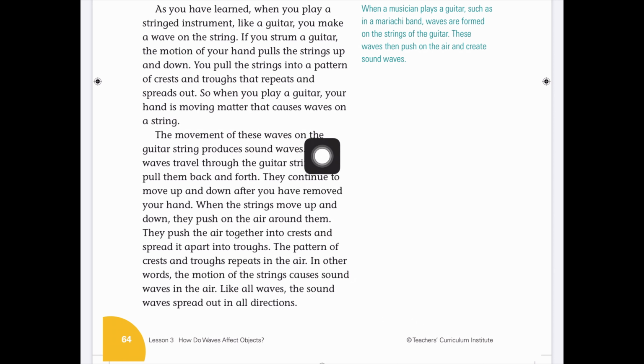The movement of the waves on the guitar string produces sound waves. The sound waves travel through the guitar strings and pull them back and forth. They continue to move up and down after you have removed your hand. When the strings move up and down, they push on the air around them. They push the air together into crests and spread them apart into troughs. The pattern of crests and troughs repeat in the air. In other words, the motion of the string causes sound waves in the air. Like all waves, sound waves spread out in all directions.